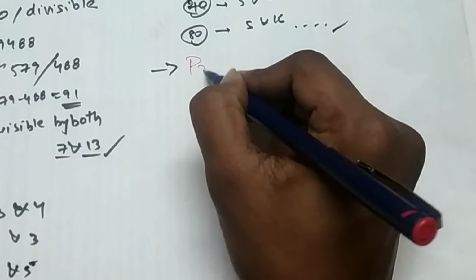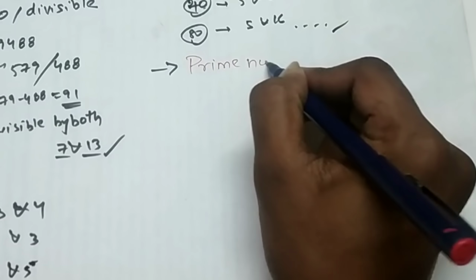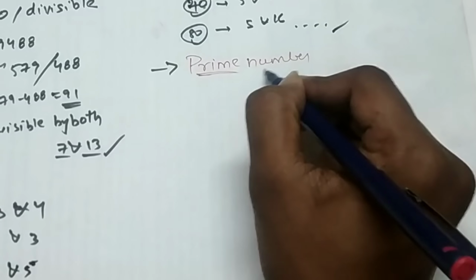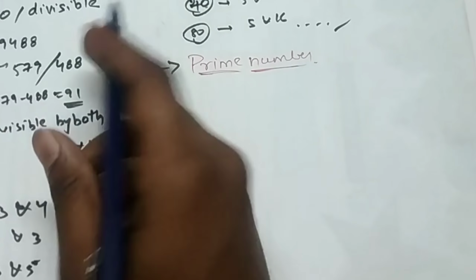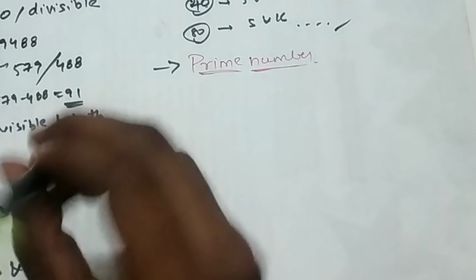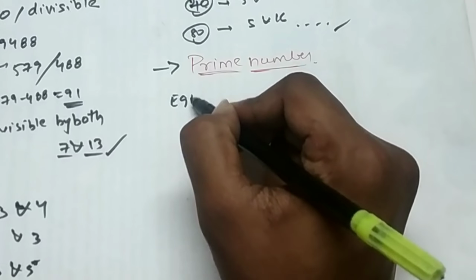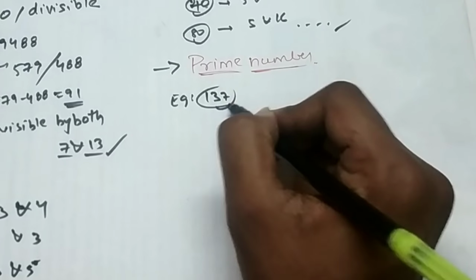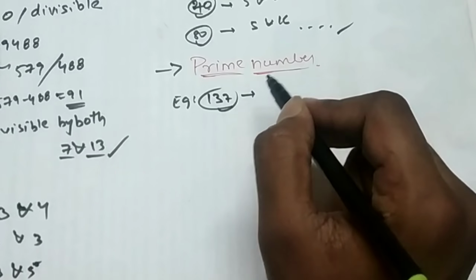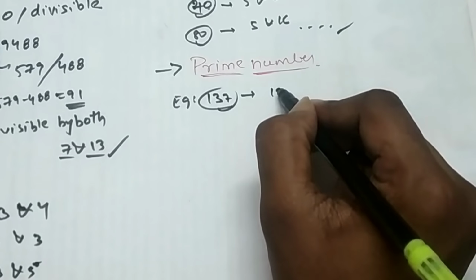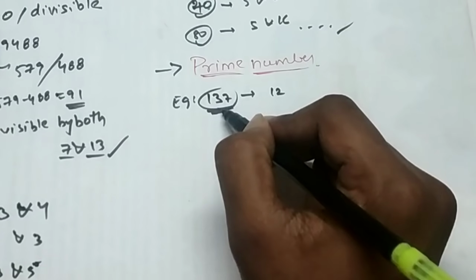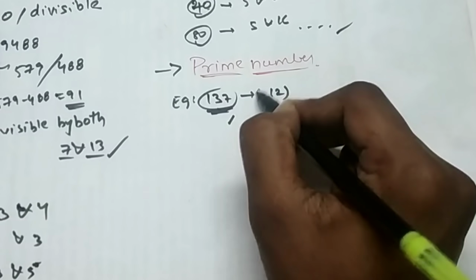So let's start with prime numbers. How do we check whether it is a prime number or not? Let's take an example. If we take the number 137, we need to find the nearest square above it. The nearest square will be 144, since the square should be greater than 137. So 12 squared is 144.